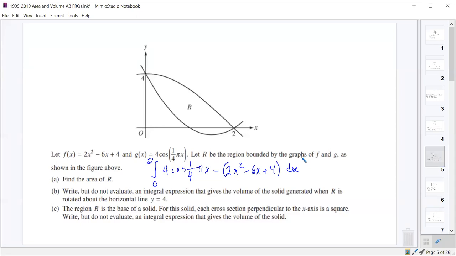Okay. So make sure you distribute the minus sign for everything. How do we integrate 4 cosine of 1/4 pi x? We have to do a u substitution, where u is equal to 1/4 pi x. We're trying to integrate 4 cosine of 1/4 pi x. We're going to let u equal pi x over 4, and du will be pi over 4. Everybody good with that? So I'm going to have to put in a pi over 4.